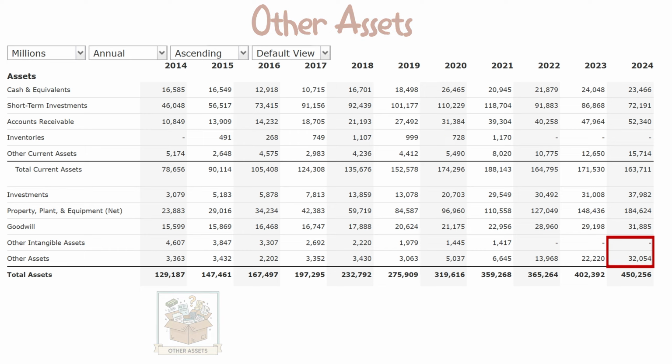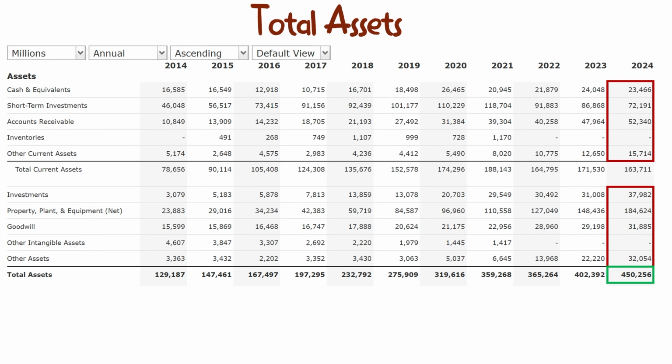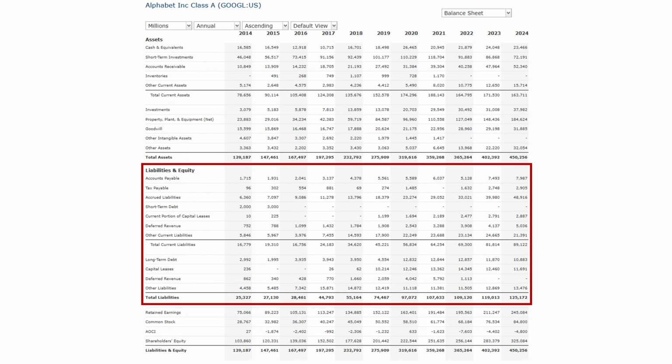When we add everything up, we get total assets of $450.2 billion. This represents everything Alphabet owns, from cash and investments to buildings and equipment. But here is the key question. How is this financed? That's where liabilities come in, everything the company owes.